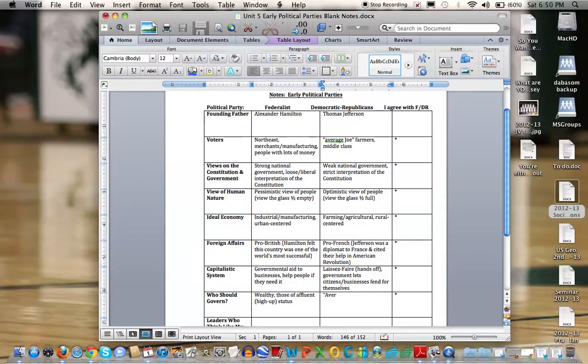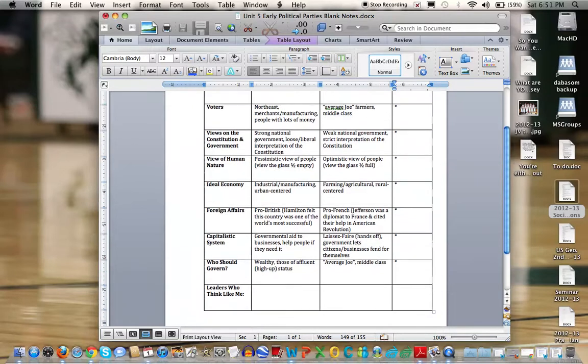Whereas Jefferson and the Democratic Republicans believed more that your average Joe, your middle class people, should be in government because they maybe understood more of what most of the nation was going through, and that these people really represented the majority of our nation more so than someone of wealthy or affluent status. And so whichever one of those two you agree with, please put it right there in that blank.